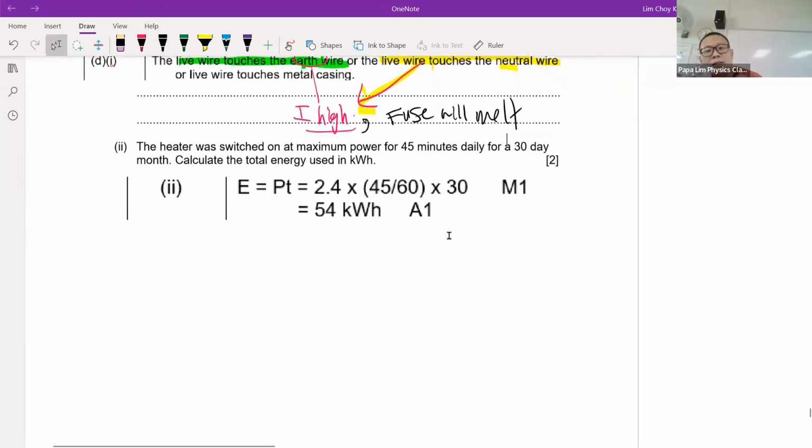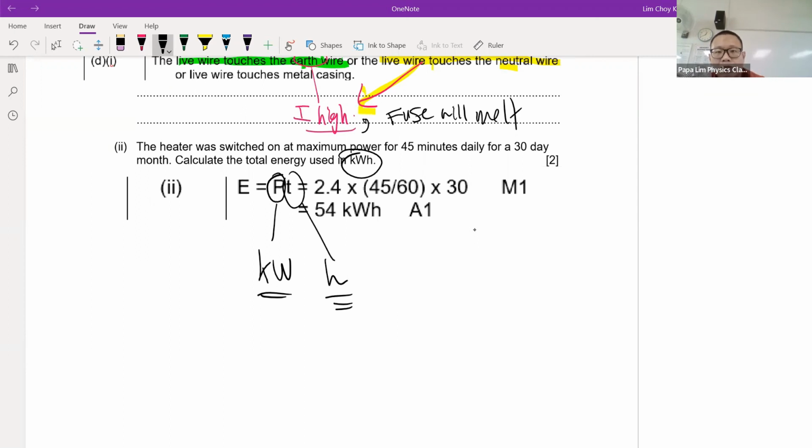After that, calculate the maximum power in kilowatt hours. Here I would say it is a standard formula. Just take note of the common trick. Power has to be in kilowatts and time has to be in hours. So 45 minutes, you have to make sure you change it to 3/4 hour, and I've used it for 30 days.